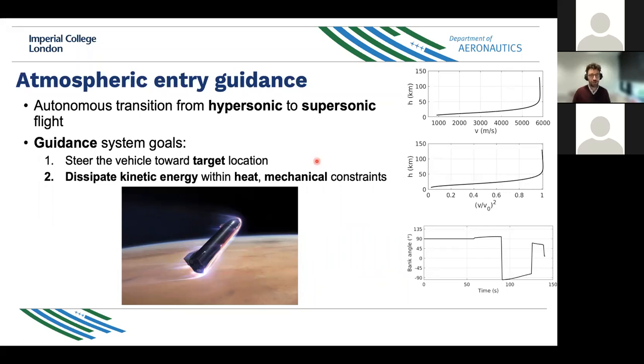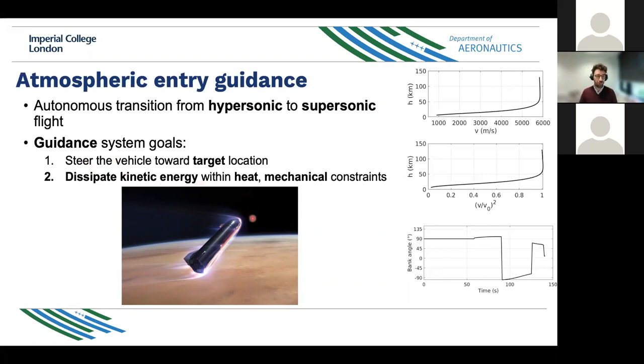What we need to do essentially when we arrive, assuming that our interplanetary trajectory brought us successfully to the entry interface, is transition from hypersonic flight, so at very high velocities, down to supersonic. And we want to do this while steering the vehicle towards a target location, that's our target landing on the surface, while essentially dissipating the kinetic energy that the vehicle has, but respecting heat and mechanical constraints.